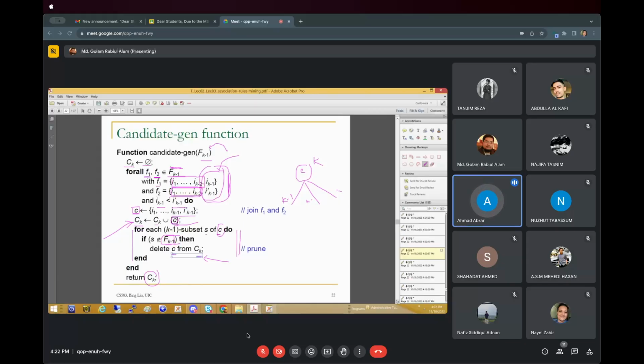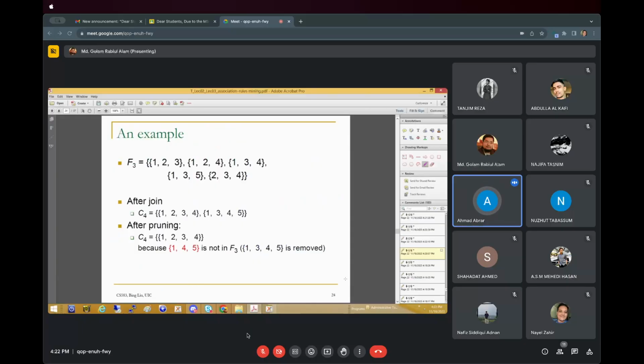Sir, could you give an example of what kind of combinations could get pruned? Yeah. So here is an example for that.